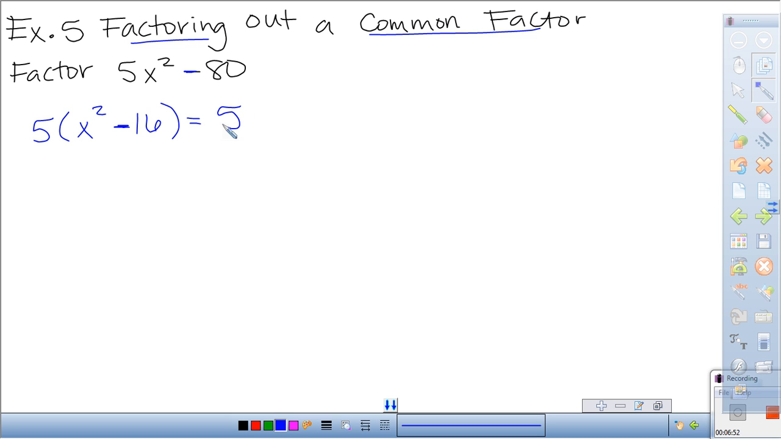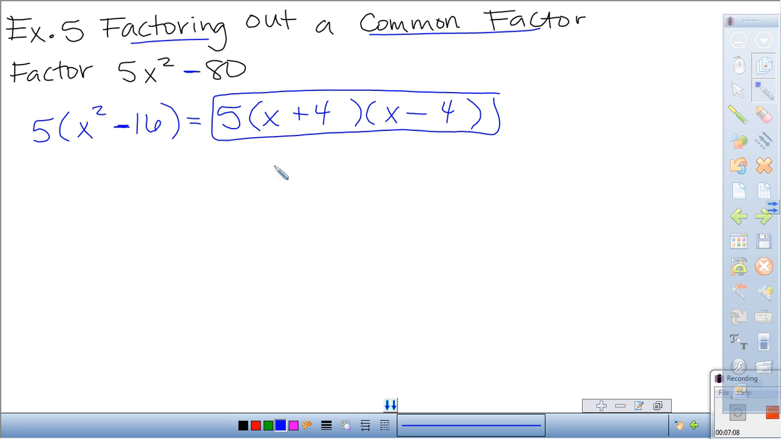So I still have the 5, and now I can factor out into my two binomials where I take the square root of the first term, x plus an x minus, and the square root of my last term, 4 and 4. And there we have 5x squared minus 80 factored.